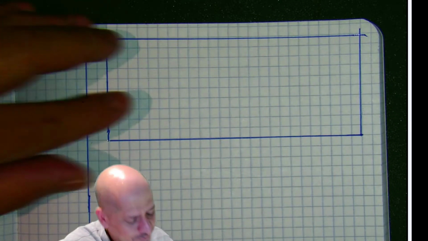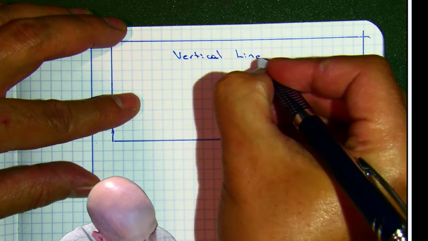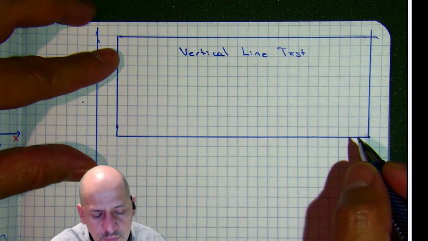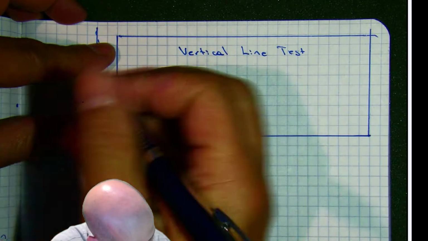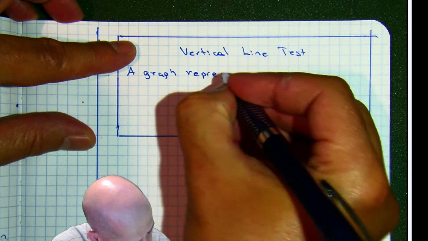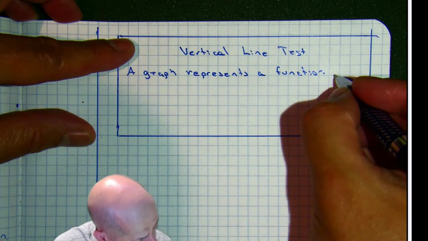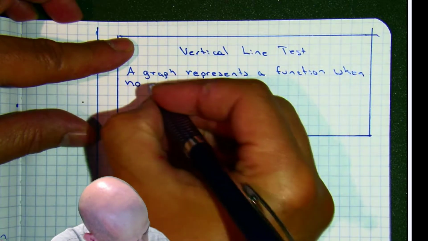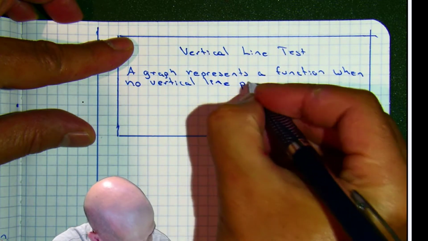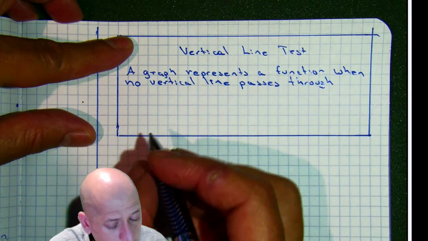So we have the vertical line test. A vertical line test: a graph represents a function when no vertical line passes through more than one point on the graph.